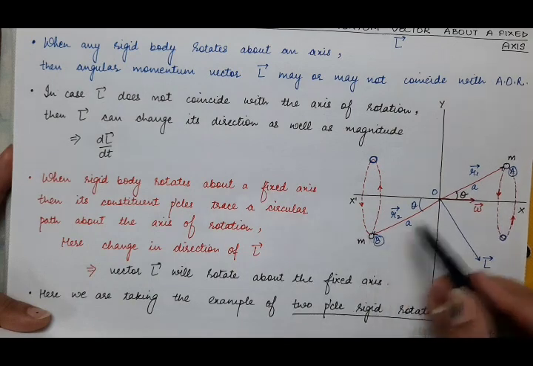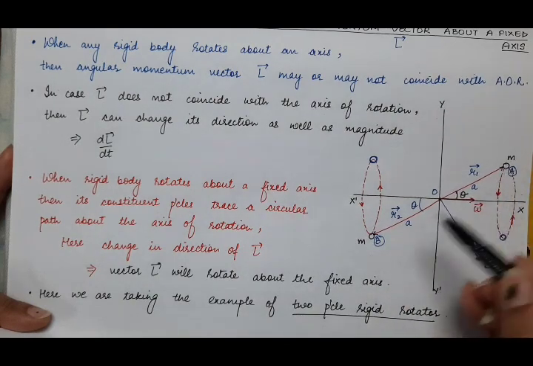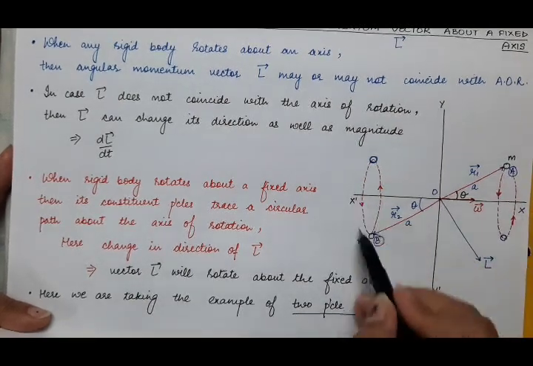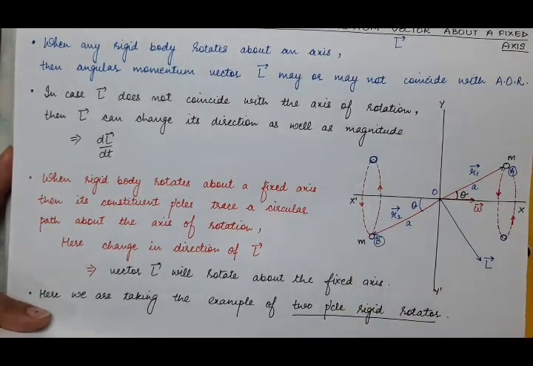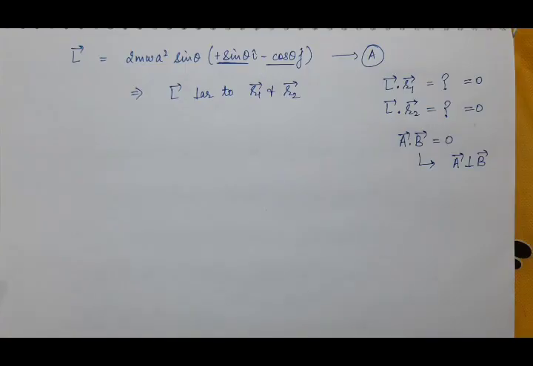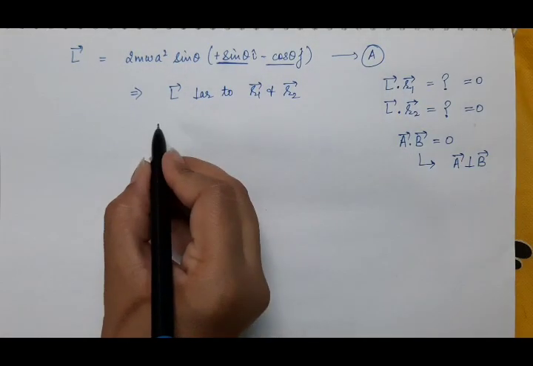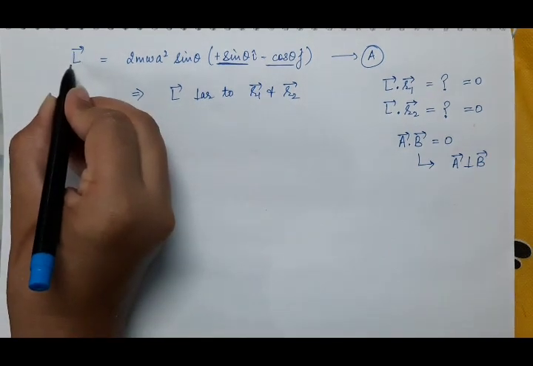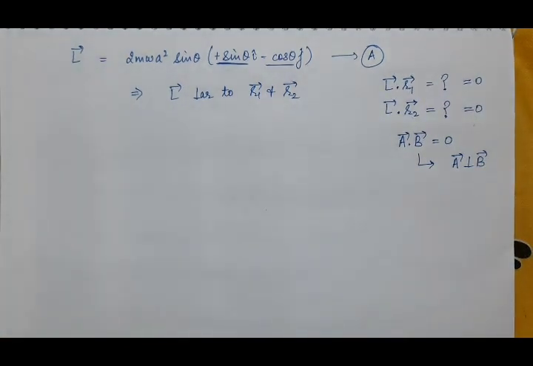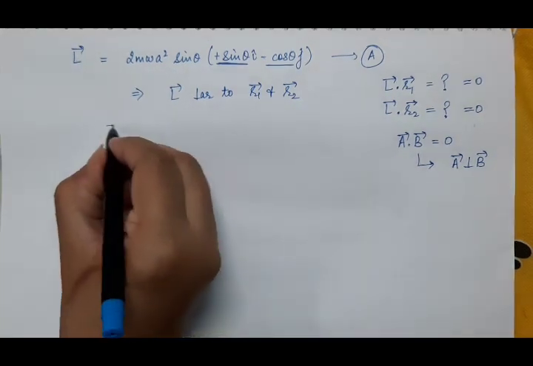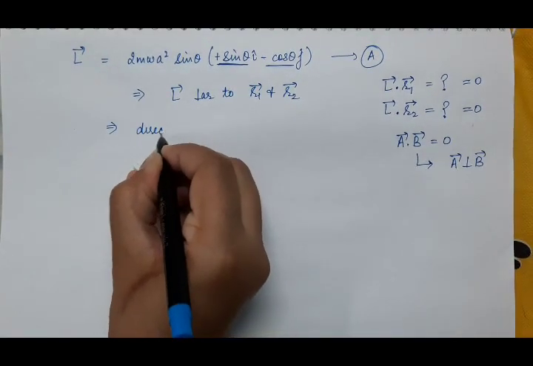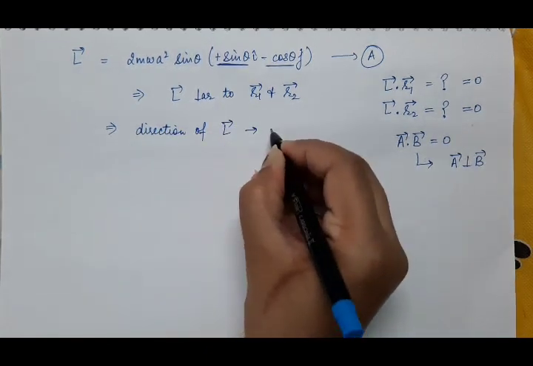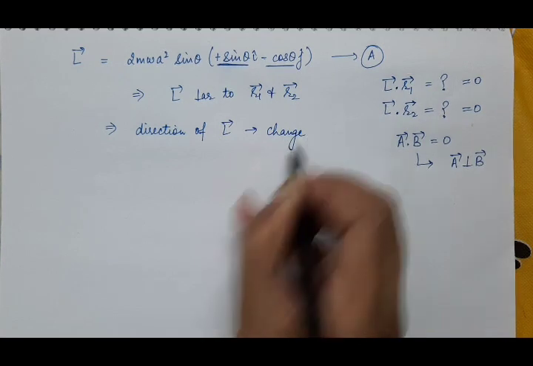So these two masses, because they are part of the rigid body, will trace a circular path about the axis of rotation. Here you can see. As the rigid body is rotating, and L is always perpendicular to that massless rod, that is to r1 vector and r2 vector, it means the direction of L vector will also continuously change.